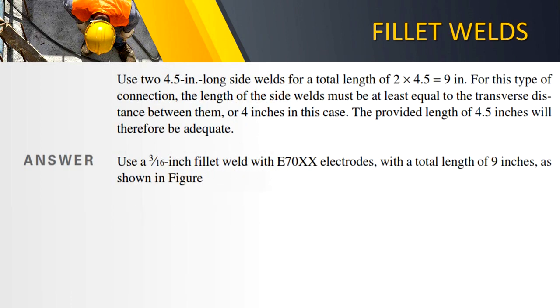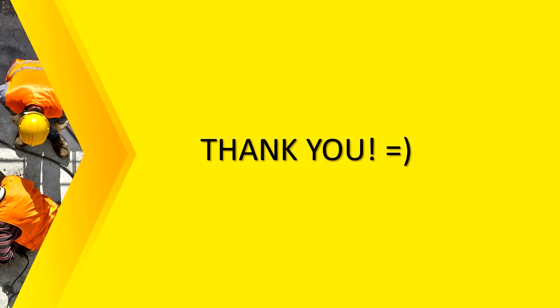Use two 4.5-inch long side welds for a total length of 2 times 4.5, which is 9 inches. For this type of connection, the length of the side welds must be at least equal to the transverse distance between them, or 4 inches in this case. The provided length of 4.5 inches will therefore be adequate. For the answer, use a 3/16-inch fillet weld with E70XX electrodes with a total length of 9 inches as shown in the figure. Simple connection.